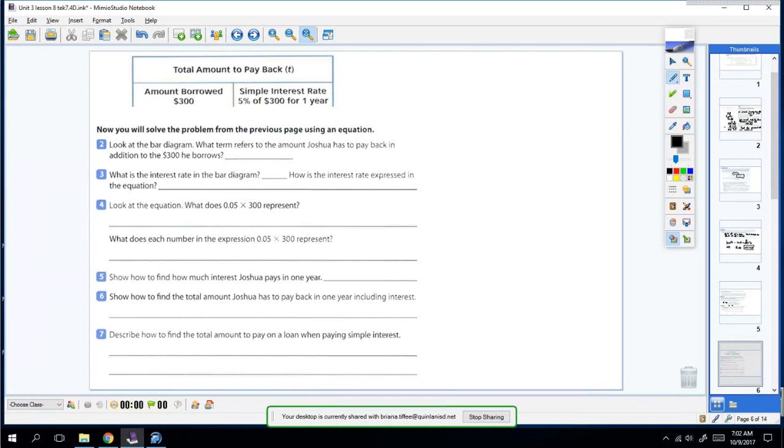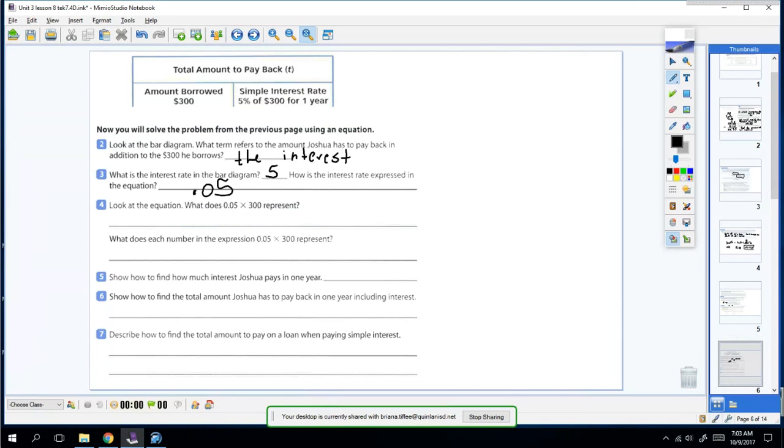So it says, look at the bar diagram. What term refers to the amount Joshua has to pay back in addition to the $300? It says the interest. That's what he has to pay in addition to the amount he borrowed. So what is the interest rate in the bar diagram? The interest rate is 5%. So how is the interest rate expressed in the equation? You would write 5% as a decimal. So you'd write it as 0.05.